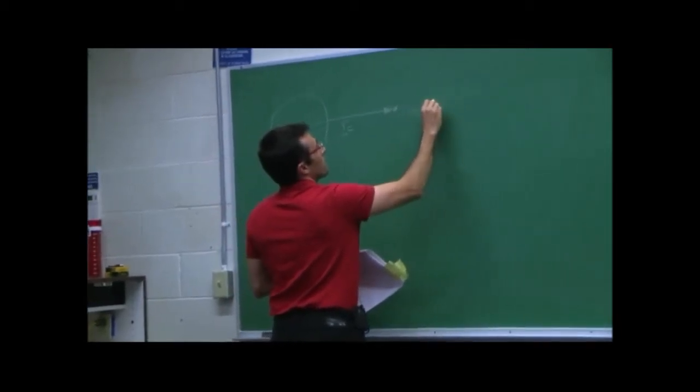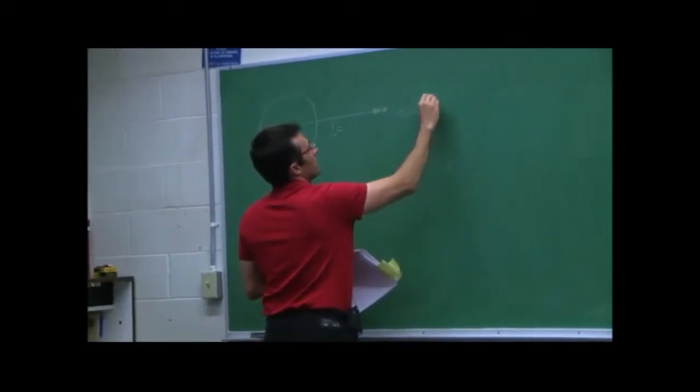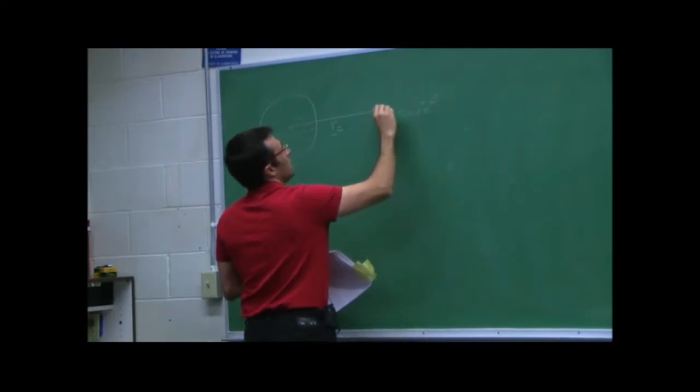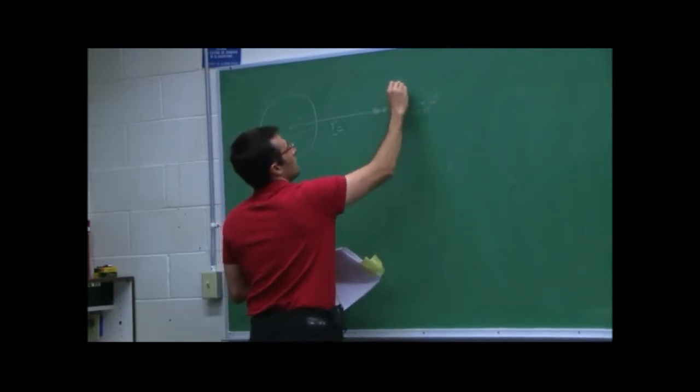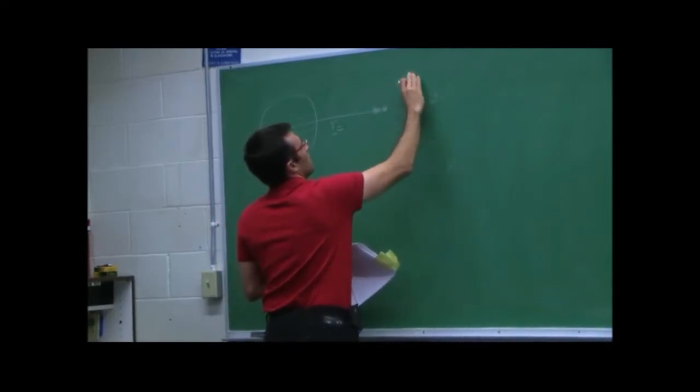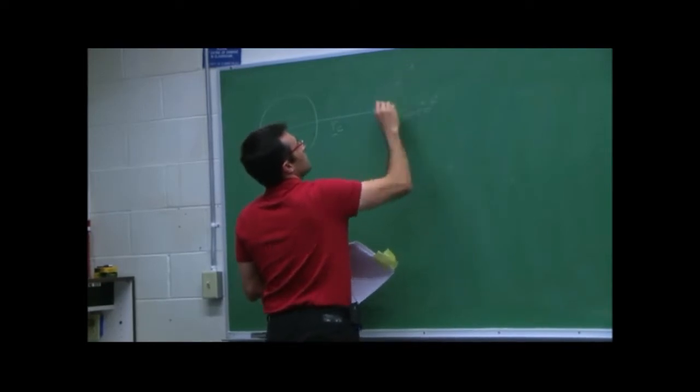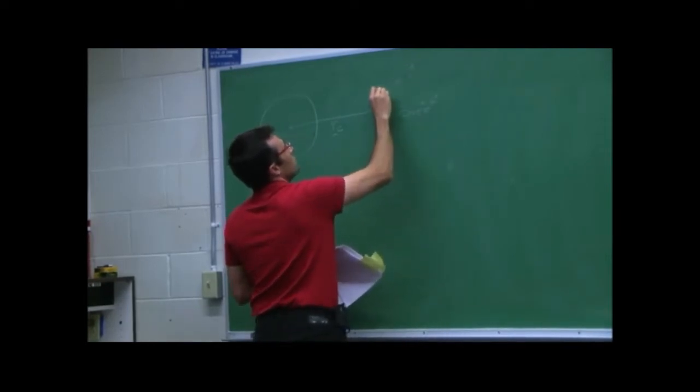And the LVLH associated with this has the x pointing in the radial direction. The z-axis is normal to the orbital plane. And the y-axis is the cross product of the two in general.